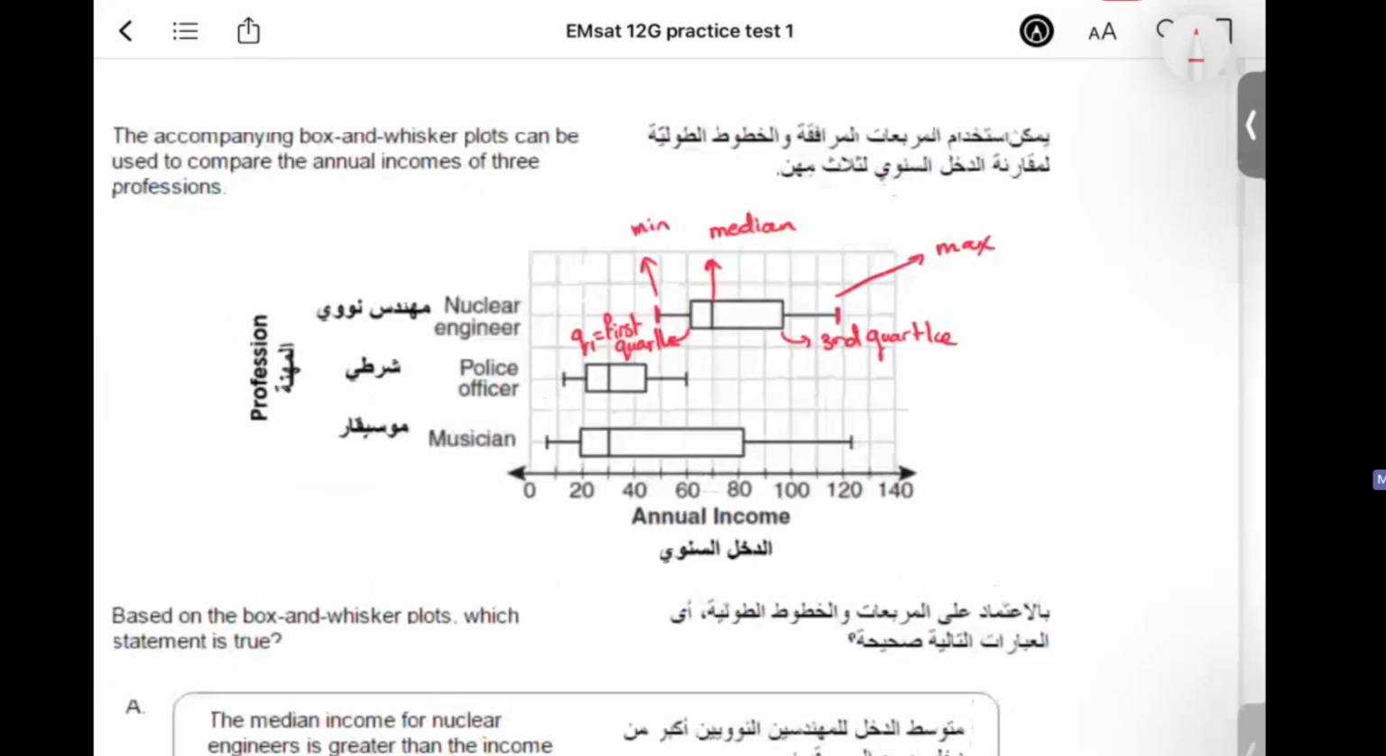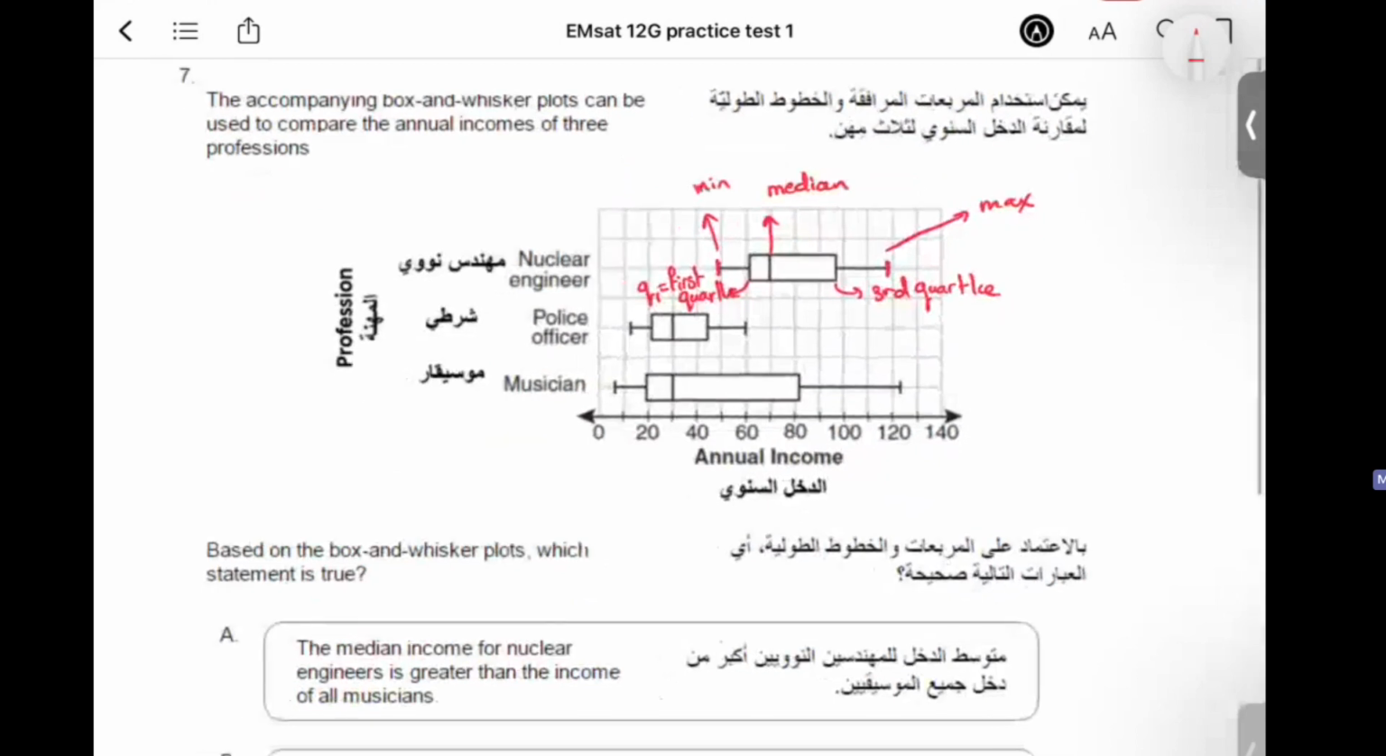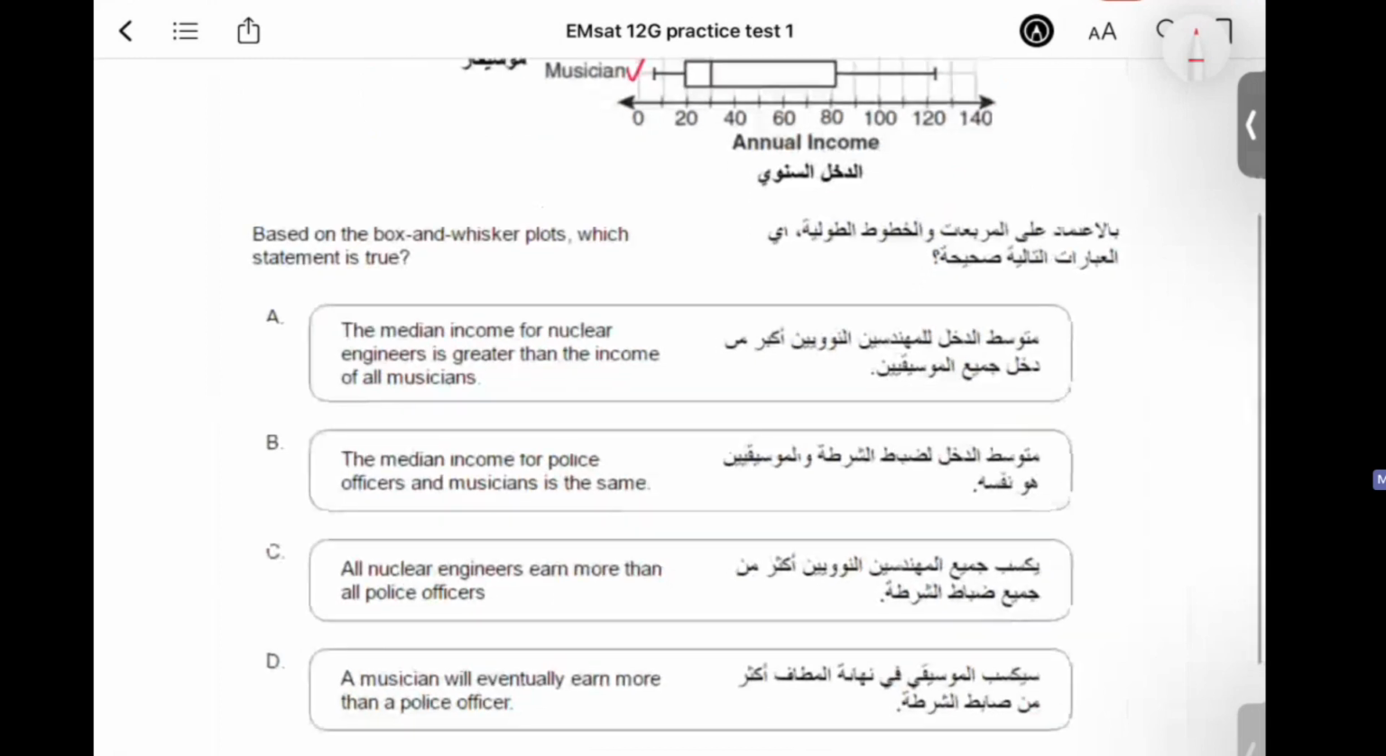Now we are in question 7. He is giving you 3 box-whisker plots, and people who are studying statistics know that this is one of the ways to represent the data. We are talking about the income of a nuclear engineer, a police officer, and a musician, and he wants you to read the following sentences and decide which sentence is accurate, which one makes a reasonable explanation. He wants the true one. To be honest, I'll go directly to the answer, it will be B.